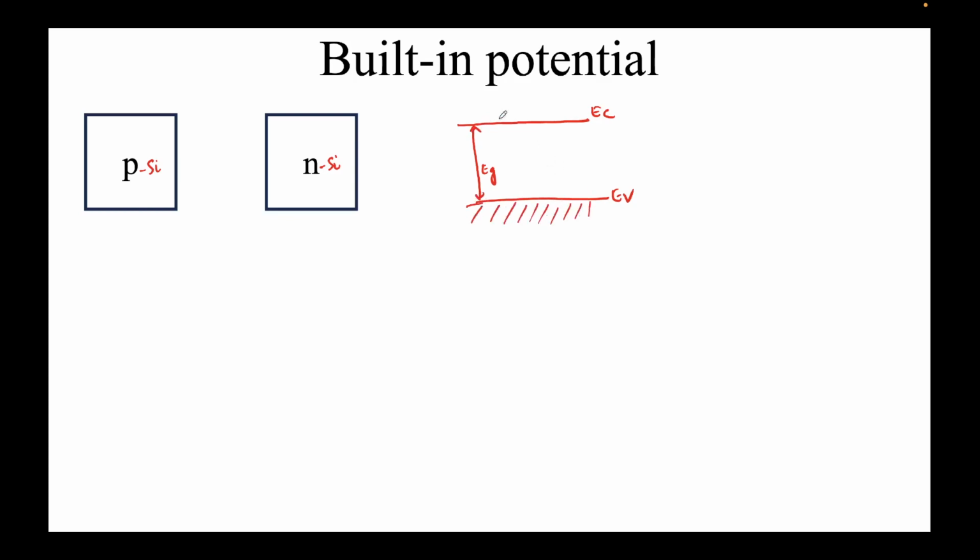Anyone? 1.1. Okay. For germanium? For germanium, it's 0.7. Another material which you may encounter is gallium arsenide. I think it is 1.4. Yeah, it's 1.4.